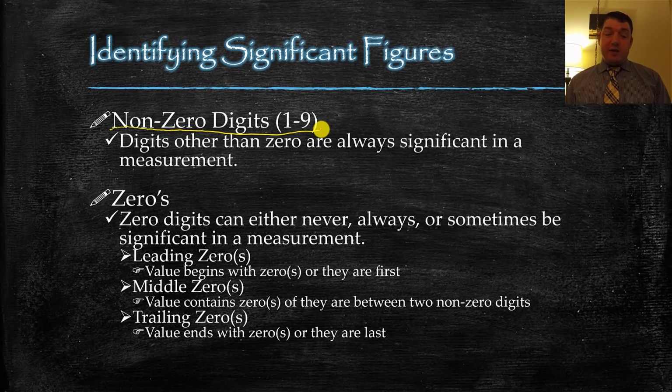So let's start with the easy one. Leading zeros lead the number, or are furthest to the left, or come before any other numbers. Middle zeros are sandwich zeros, or come between two numbers. And trailing zeros are zeros to the right or after all of the other numbers. We're going to look closer at all of those.